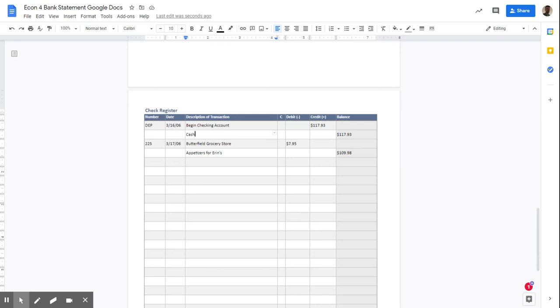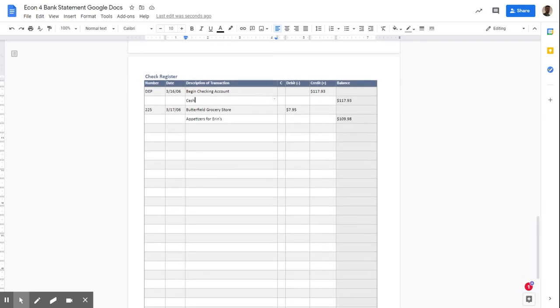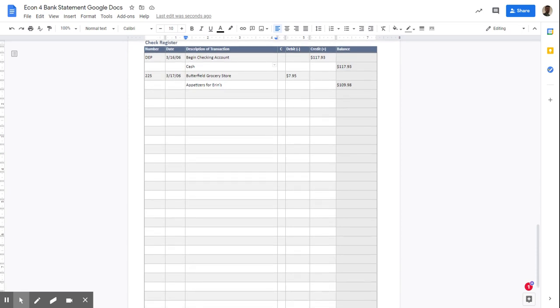But anyway, so check number 226, 227, the ATM withdrawal. Check number 228, another deposit at the lint roller factory. And then a final ATM withdrawal for another $20. And by the time you get done, you should see that the bank is a little bit off. So once you get this filled in, you can go ahead and save it and submit it.